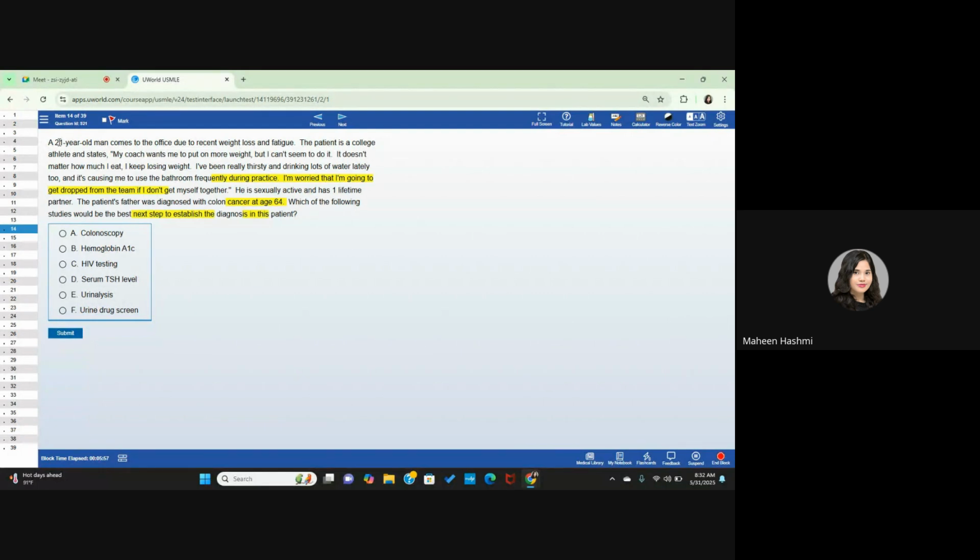All right. So there's a 21-year-old man who comes to the office because of recent weight loss and fatigue. Coach wants me to put on more weight, but I can't seem to do it. It doesn't matter how much I eat, I keep losing weight. I have been really thirsty and drinking lots of water lately too, and it's causing me to use the bathroom frequently during practice. What's happening, guys? Yes, signs and symptoms of hyperglycemia. Before we go there is also history of a sexual partner, but first we go for the diagnosis of diabetes, HbA1c.